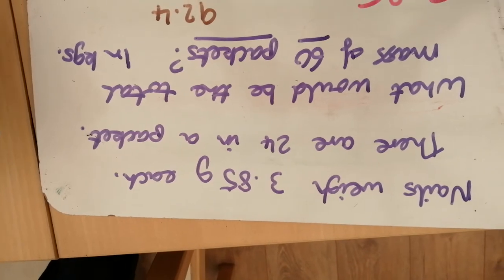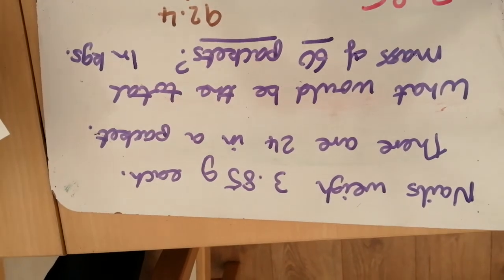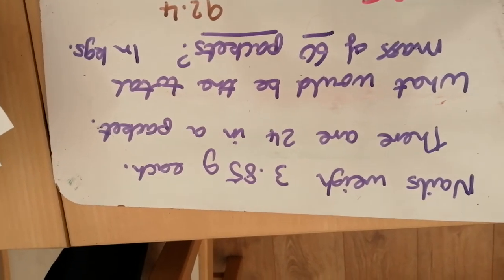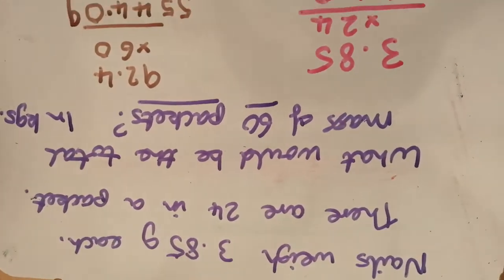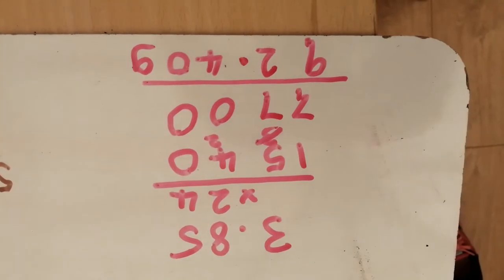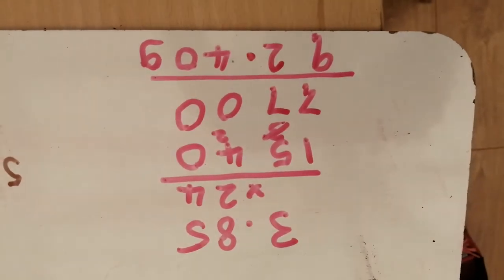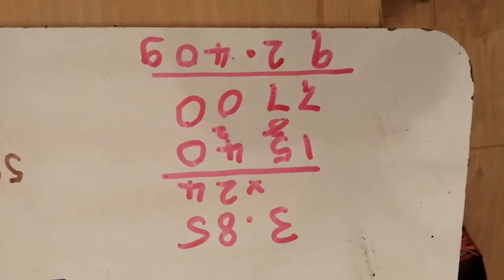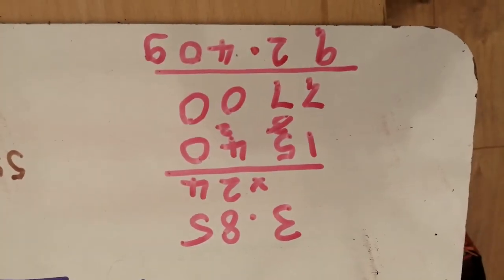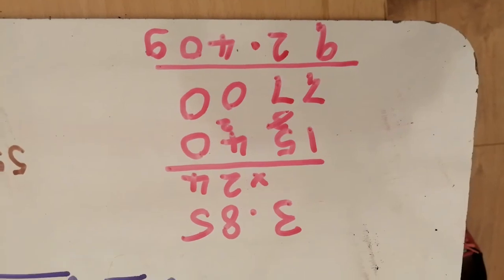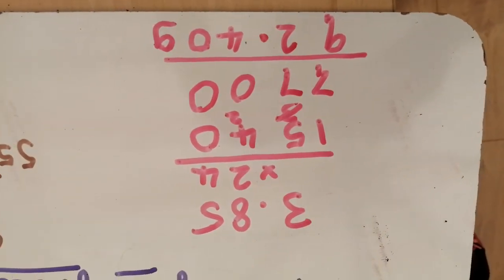So for the first part of my problem, I need to work out the weight of the nails in 1 packet. So I'm going to do 3.85 grams times 24. Another chance for some long multiplication. Have a good look at that. And you should end up with 92.4 grams per packet. But we want 60 packets, so we need to multiply by 60.